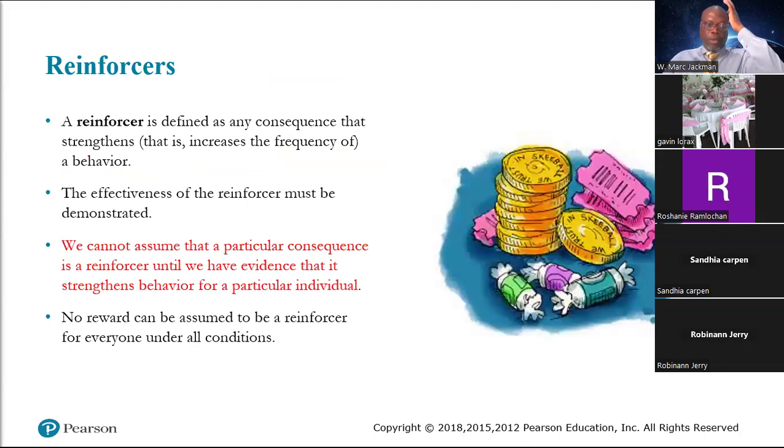Then you have reinforcers. A reinforcer is any consequence that will strengthen a behavior. The effectiveness of reinforcers must be demonstrated. So you can't assume that any reinforcer would strengthen a behavior. It has to be something that the person appreciates or values. So you have here some coins, movie tickets, sweets or snacks. You can't assume that a reward is a reinforcer for everyone under all conditions. All right? So bear that in mind. Some children are motivated by some reinforcers and they may not be motivated by others.